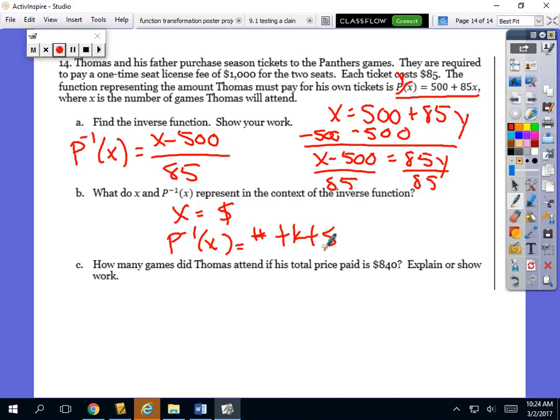And then if he pays $840, so in other words, if x is $840, how many games? So I'm going to plug x into the inverse function, so 840 minus 500 divided by 85 gives you approximately 4 games.